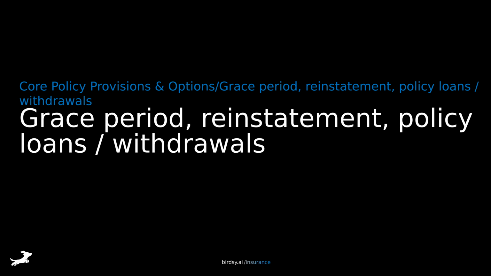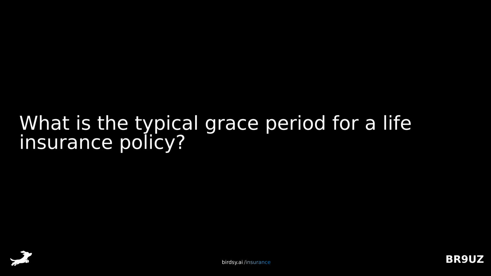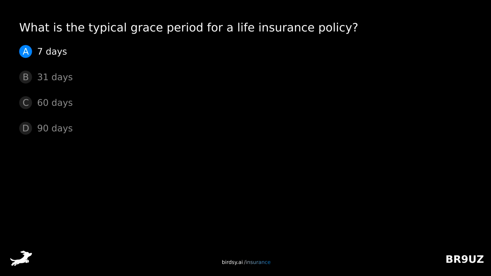Grace period, reinstatement, policy loans, withdrawals. What is the typical grace period for a life insurance policy? Is it A, 7 days, B, 31 days, C, 60 days, or D, 90 days? The answer is B, 31 days.